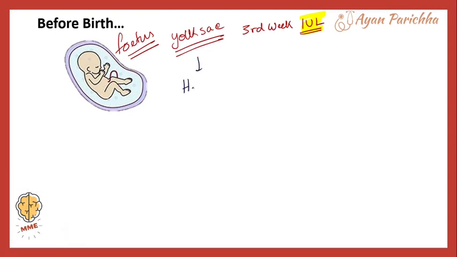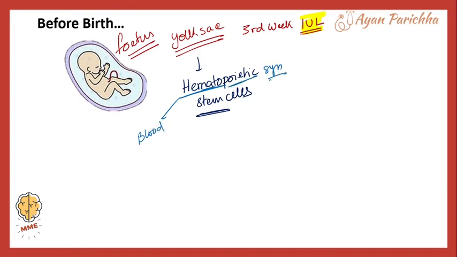So around third week of IUL, the yolk sac receives something known as the hematopoietic stem cells. Right? In yolk sac, hematopoietic stem cells occur. Right? Now remember that they are stem cells. Now why they are known as hematopoietic? Now again, let us come to that language thing. That is hemato. Hemato means blood. Poiesis means synthesis.